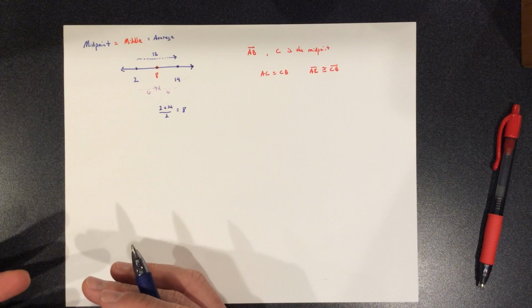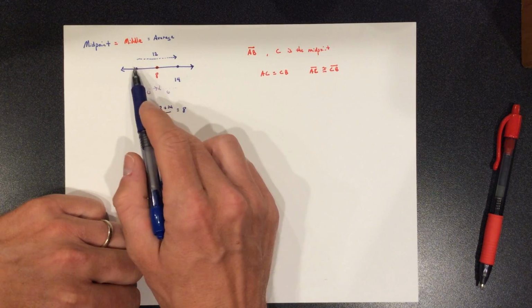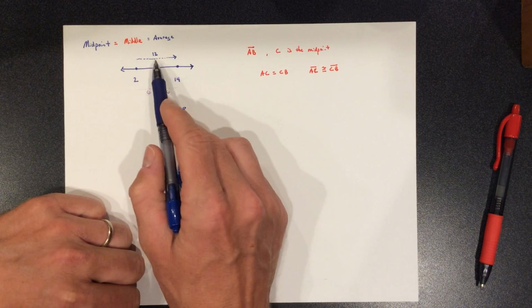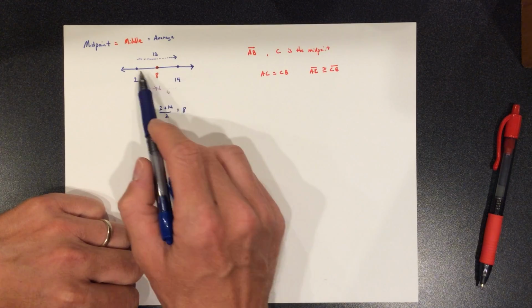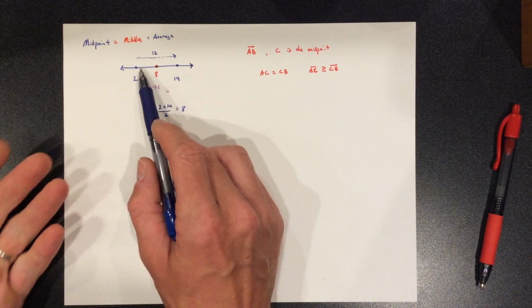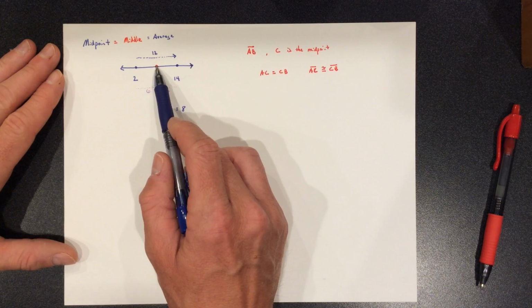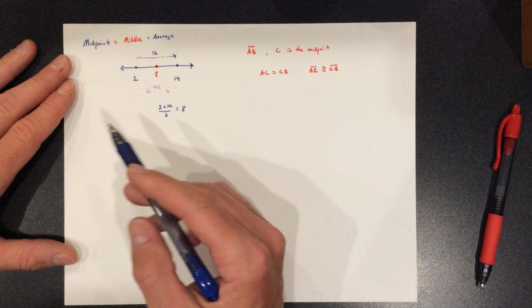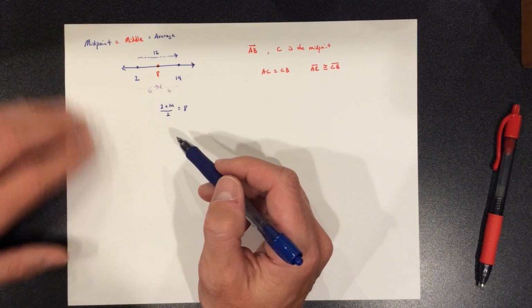I'm kind of a counter. I look at the distance between and I just go halfway. So I said, well, from 2 to 14 is 12. Let's just go 6. And I usually start at the small number and work my way up 6 rather than going down. But it doesn't matter. You can just find the average.